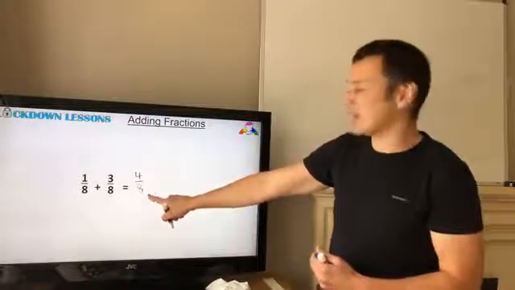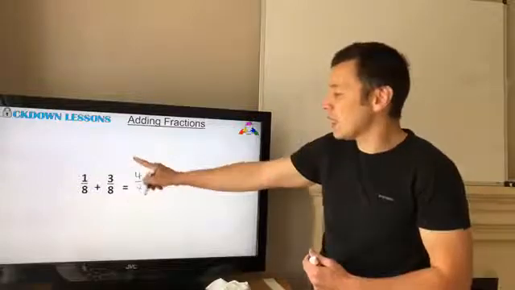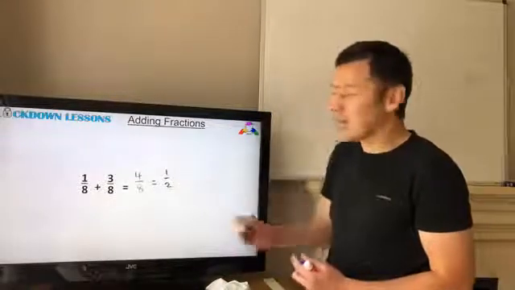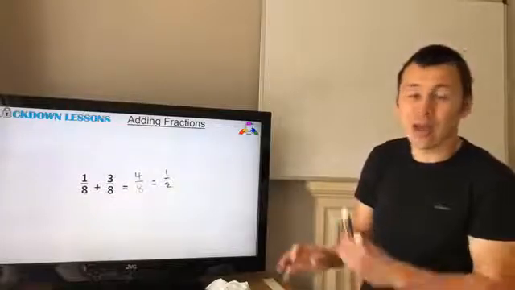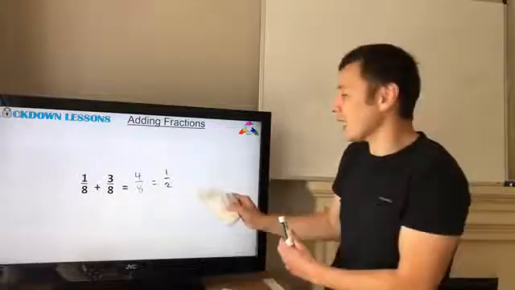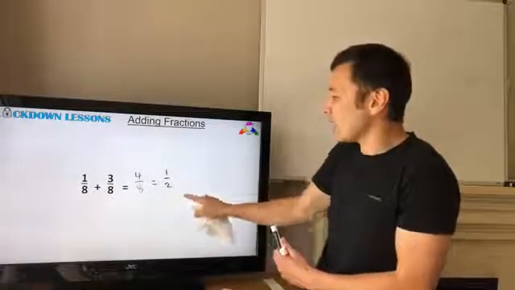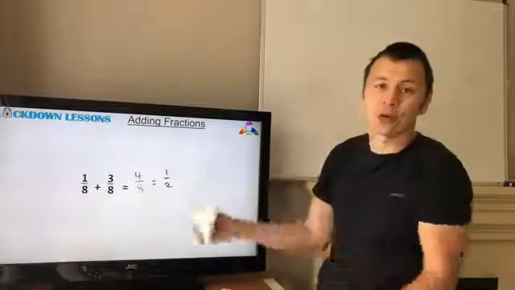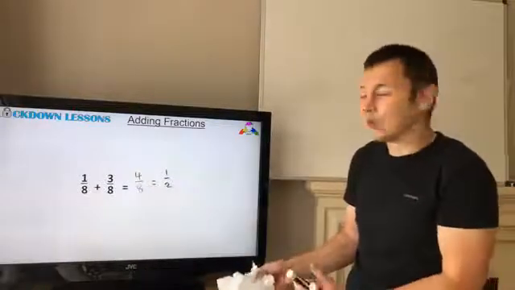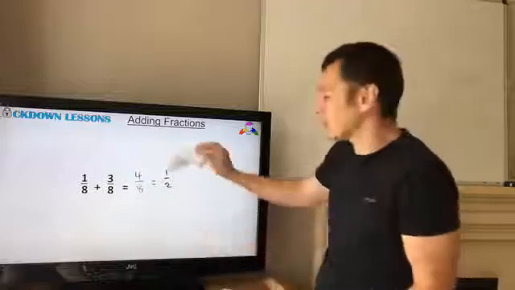Always cancel it down though, because 4/8 will cancel down into 1/2. So make sure we are simplifying our answers in these. Really important to simplify to get that easy mark at the end. And because that's a much better fraction to work with. 1/2, everyone knows what a half means. 4/8 is a bit more hard to visualise, to understand how much of the cake you're talking about.